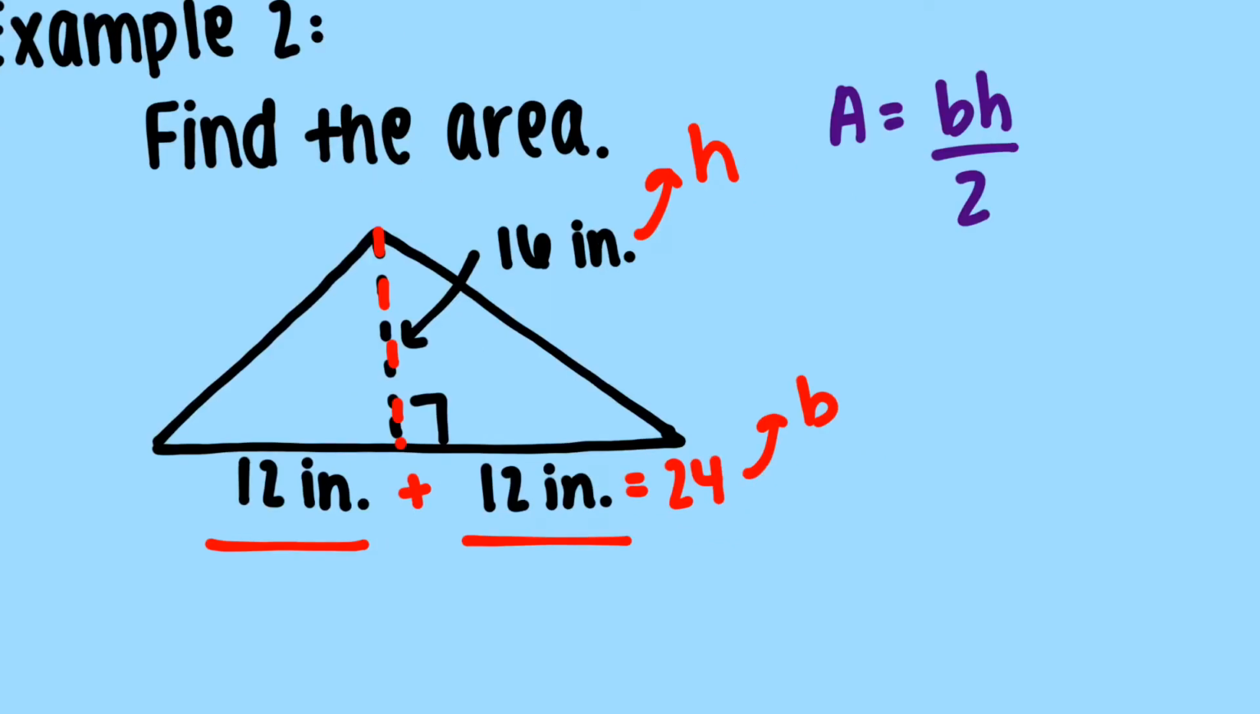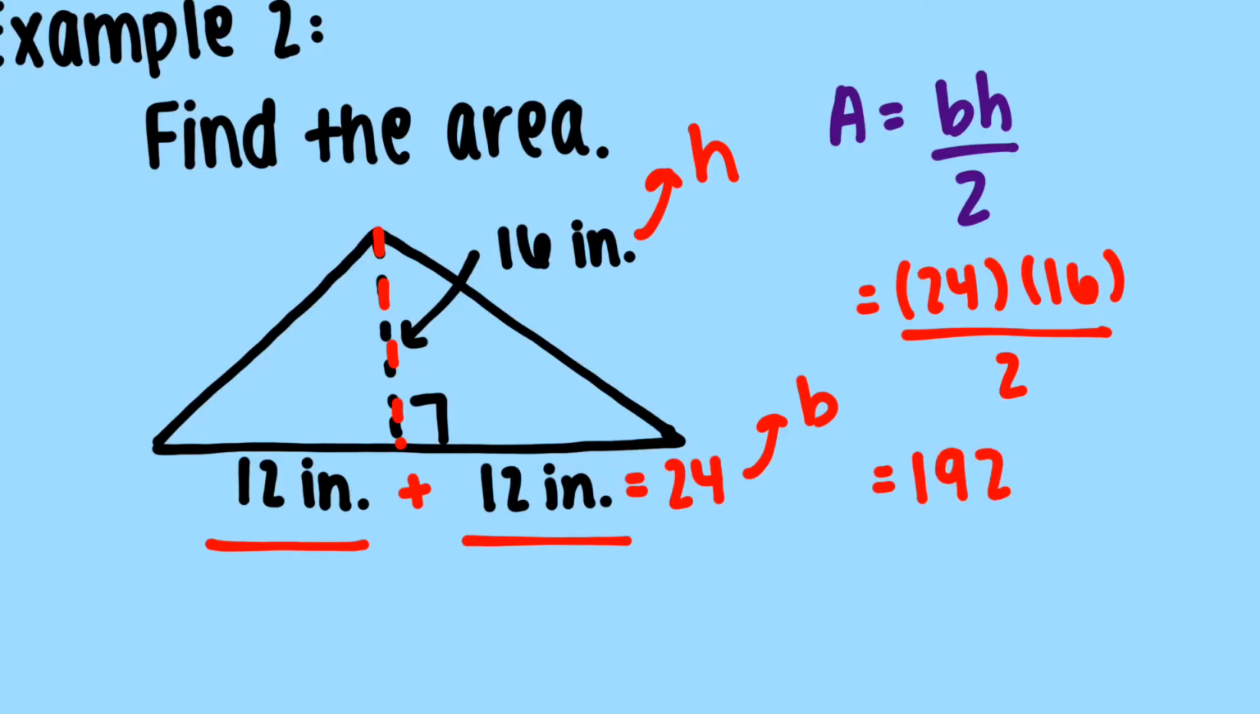So again, I'm given the base, I'm given the height, I'm going to plug it into my formula. I'm going to do 24 times 16 and then divide that all by 2. If you have a calculator, you can go and plug it in, or if you need to do it by hand, that's fine too. So for your total area, you should find that it ends up being 192, and for our units, it would be inches squared.